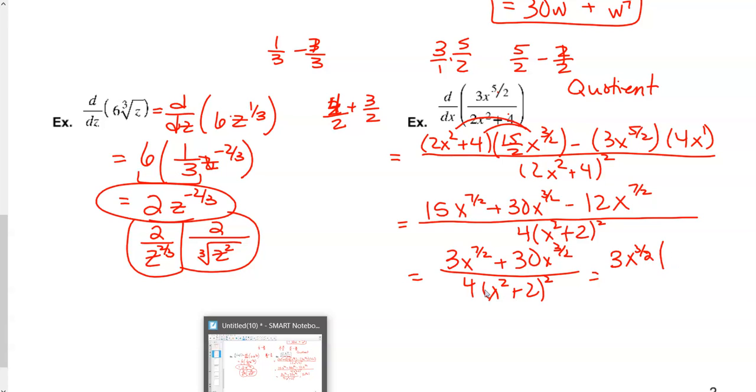Now, what would I be left over? Well, take the 3, I need an x. So what power of x do I have here that when I add it to 3 halves gives me 7 halves? Well, if I take 3 halves away from that, I get 4 halves, which is 2. That's the power that I have. And then what do I need here? I just need a 10 left over because I took all of this and I took the 3 away. So I have a plus 10 all over that 4 times x squared plus 2 quantity squared. Okay. All right, very good. So that is our derivative there for that quotient function.